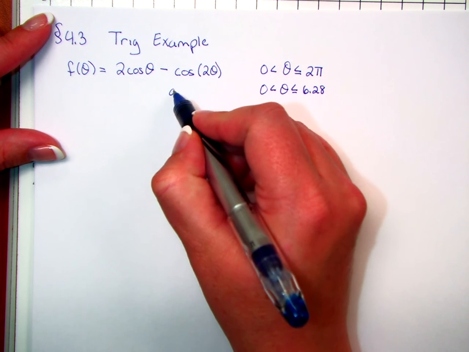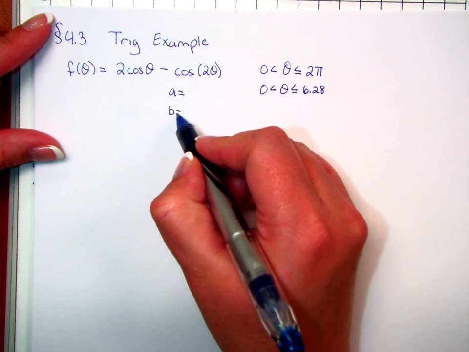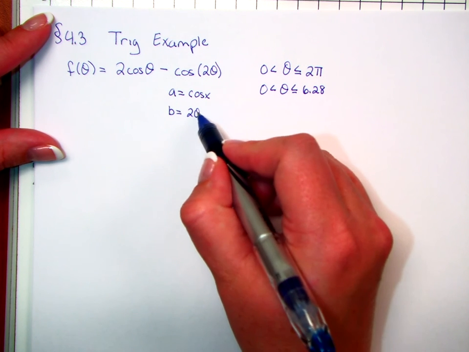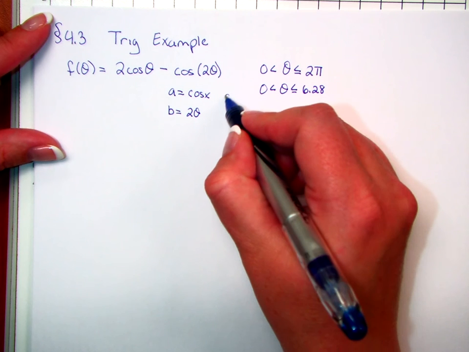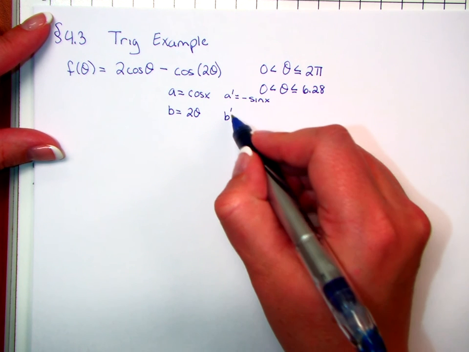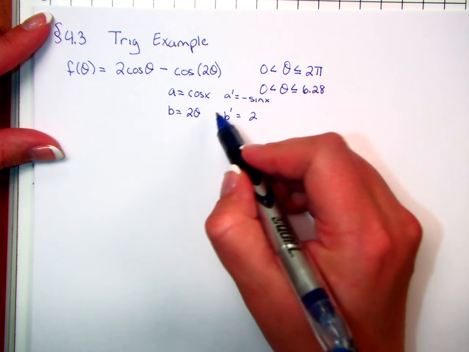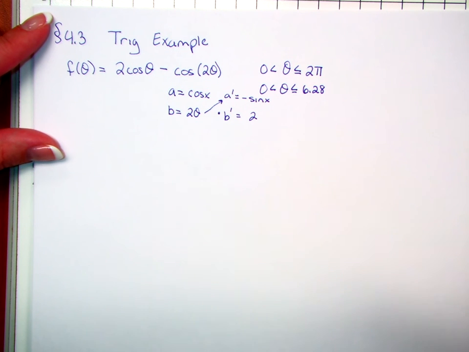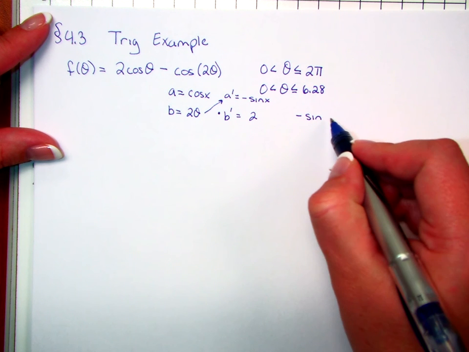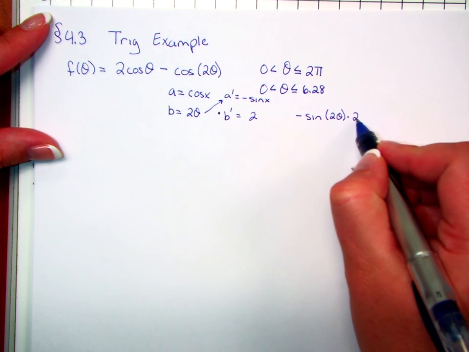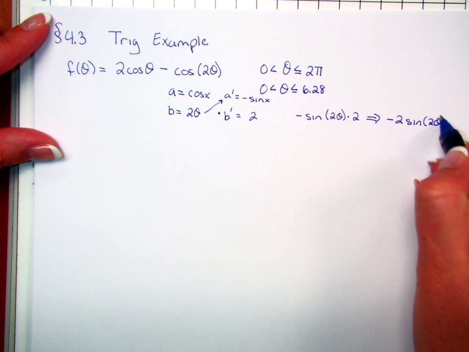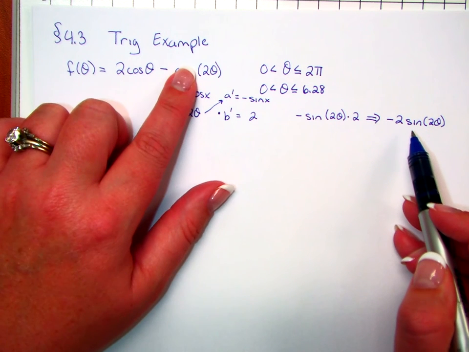So I'm going to go ahead and outline the chain rule here. The outside function is going to be cosine x, and the inside function is going to be 2 theta. So then the derivative of cosine is negative sine x, and the derivative of 2 theta is 2. So if I plug b into a prime and multiply times b prime, I get negative sine of 2 theta times 2, which can be simplified to negative 2 sine 2 theta. All right, so that's going to be the derivative of the second term here.